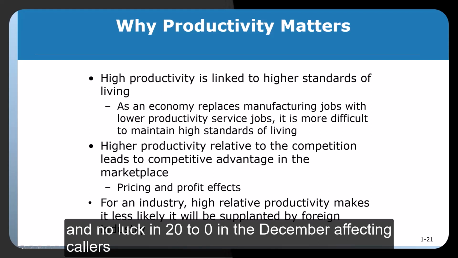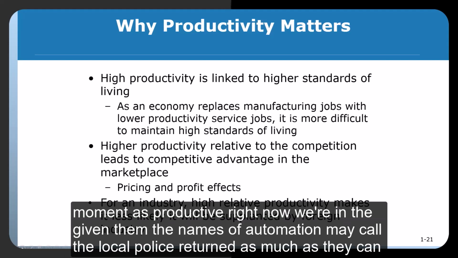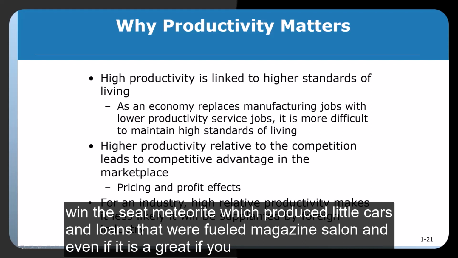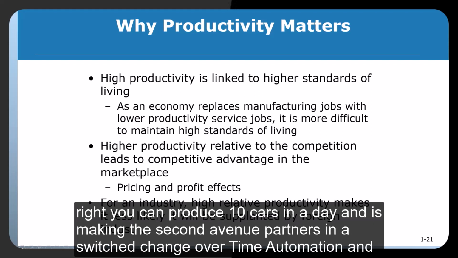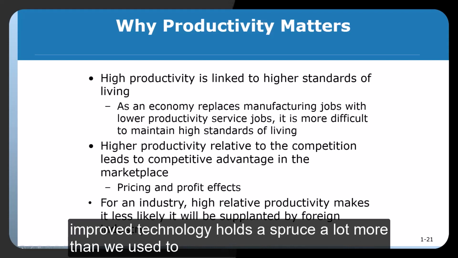Way back in the 20s, when they just started manufacturing cars, they weren't as productive, given the limited automation. Companies tried to churn out as much as they could, but maybe they were able to produce 1 or 2 cars a month. Now, if you look at the videos I created for you, everything is so automated. You can see the robotic arms moving so quickly. You can produce 10 cars in a day, and I'm just making this up. I don't have any real numbers. But that's what's changed over time. Automation and improved technology helps us produce a lot more than we used to.